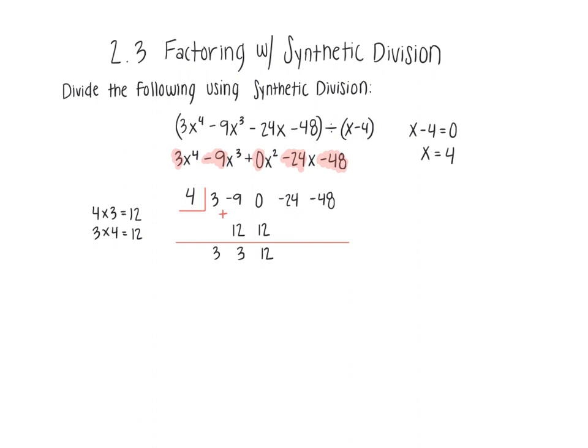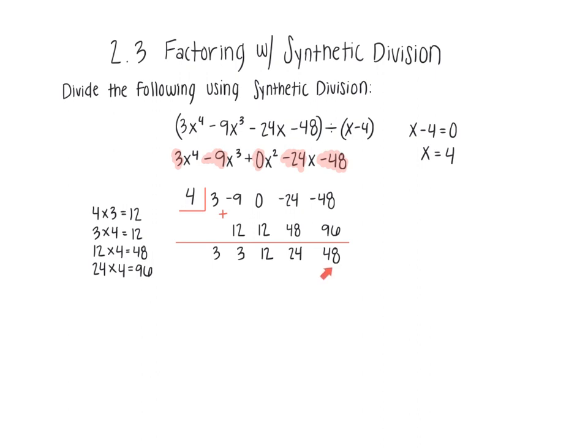And now I repeat the cycle again. I multiply 12 by my c value, which is 4, and I get 48. I then place this new value under the next coefficient and I add them together. So negative 24 plus 48 gives me positive 24. And now I start the cycle all over again by multiplying 24 by my c value, which gives me 96. I then place this new value under my last coefficient and I add them together, so negative 48 plus 96 gives me positive 48.